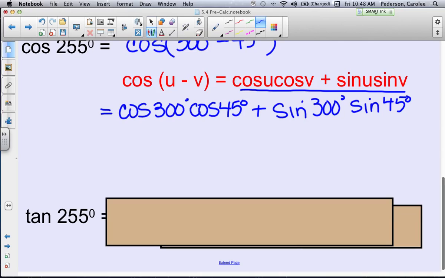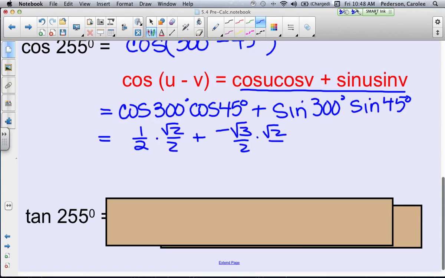So the cosine of 300 degrees is 1/2. The cosine of 45 degrees is square root of 2 over 2, plus sine of 300 degrees is negative square root of 3 over 2, times the sine of 45 degrees, square root of 2 over 2. Now we multiply across. 1 times square root of 2 is square root of 2. 2 times 2 is 4. Negative square root of 3 times square root of 2 is negative square root of 6. 2 times 2 is 4. Now just combine those fractions together.